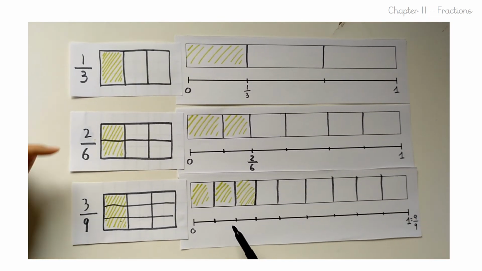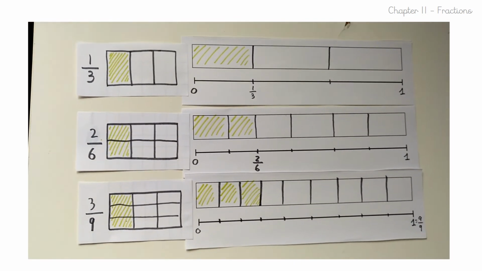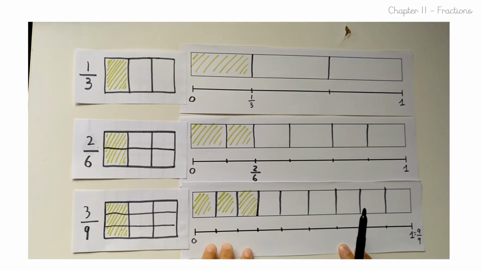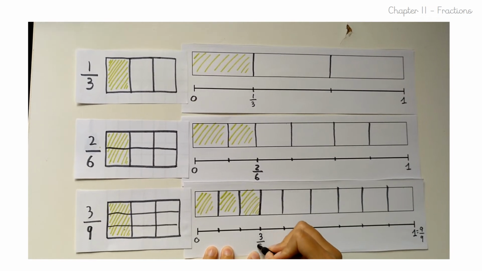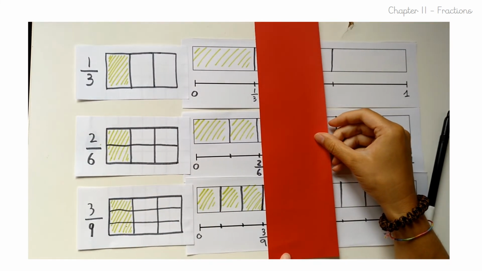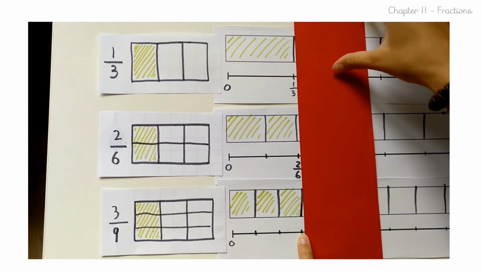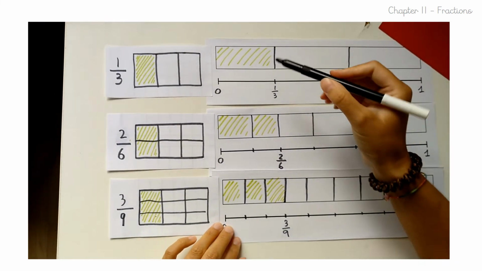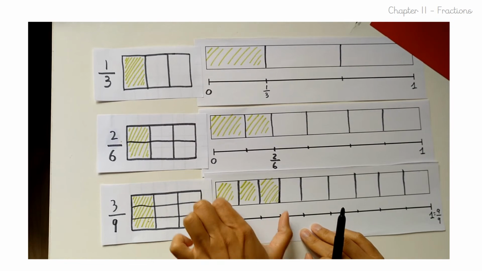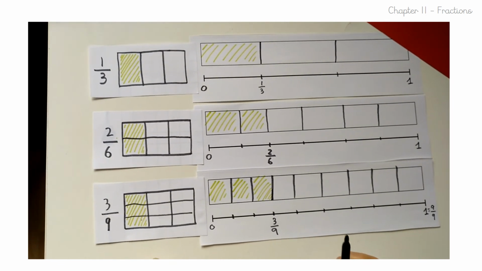Now, we've said that 3 ninths is equivalent to 1/3. So where are we going to place 3 ninths? We need to count 3 parts. 1, 2, and 3. So 3 ninths will be here. And we can see how, if we look at the number lines, all our parts are placed on the same spot, in the same space in our number lines. Because even though our fractions look different, they take up exactly the same space. So they have the same value.